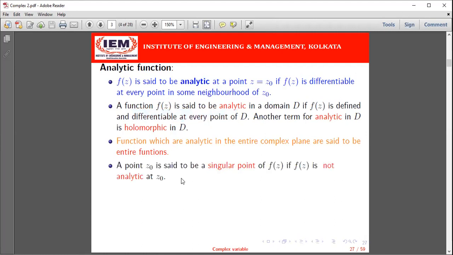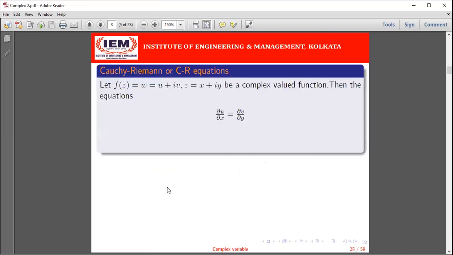Then we'll discuss what we mean by a singular point. If a function is given to you, it may happen that at some points the function is analytic, and at some other points it is not analytic. The points where the function is not analytic are called singular points. So if a point z0 is not a point where the function is analytic, it will be a singular point.